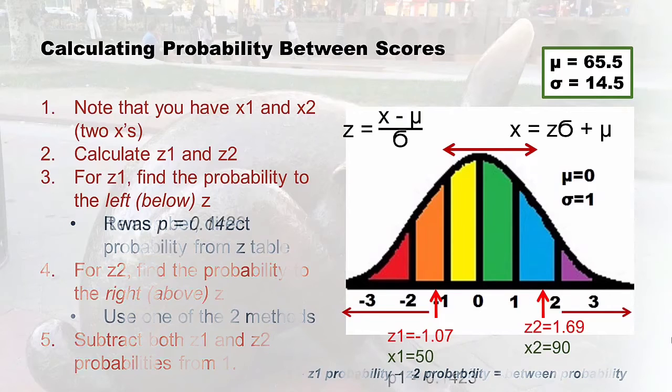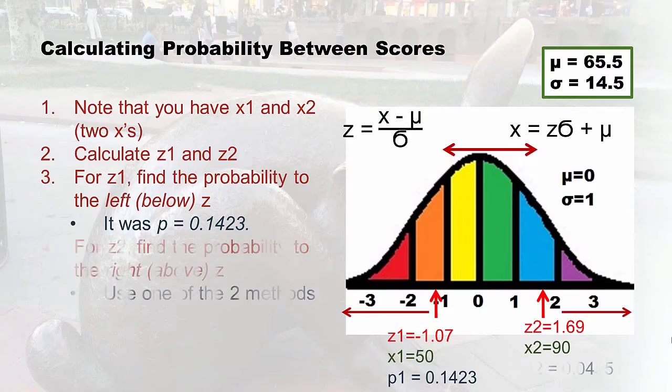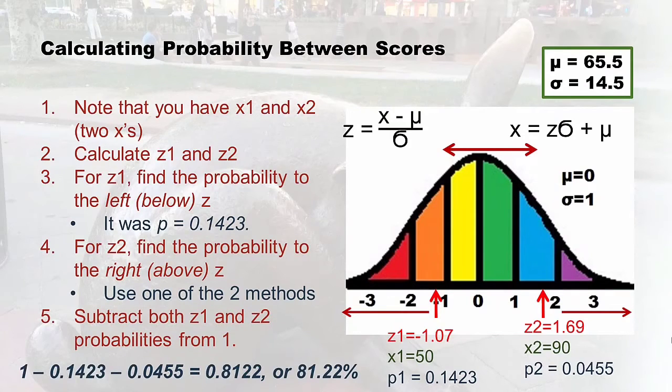So I'll demonstrate this. Remember, for z1, the probability to the left of z1 was 0.1423. We did that together. And then we used both of those methods, and they got the same answer to find the probability to the right of z2, which was 0.0455. Okay, so that's a little piece at the top, and then we got the little piece at the bottom. Now we'll take 1 minus the piece at the bottom minus the piece at the top, and the total is 0.8122, or 81.22%, which kind of makes sense. It's a big piece in the middle, so it wouldn't be surprising if it was about 80% of the curve. So this is how you do a between one.